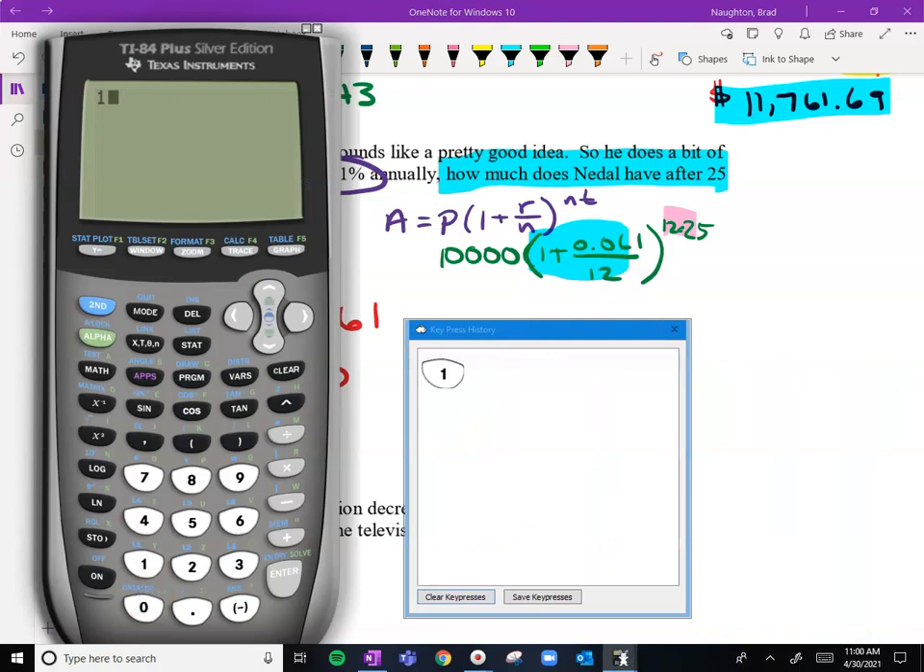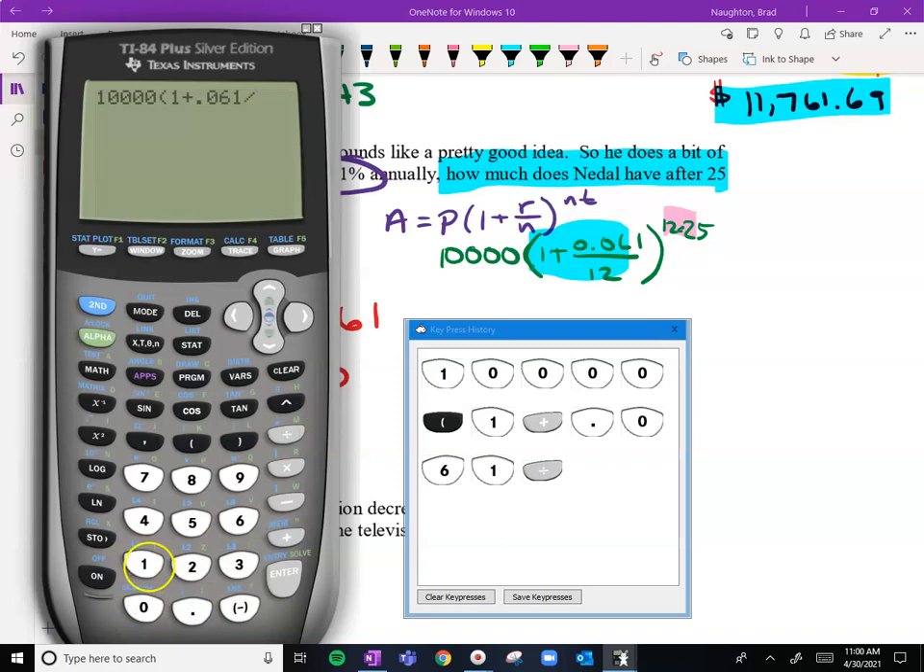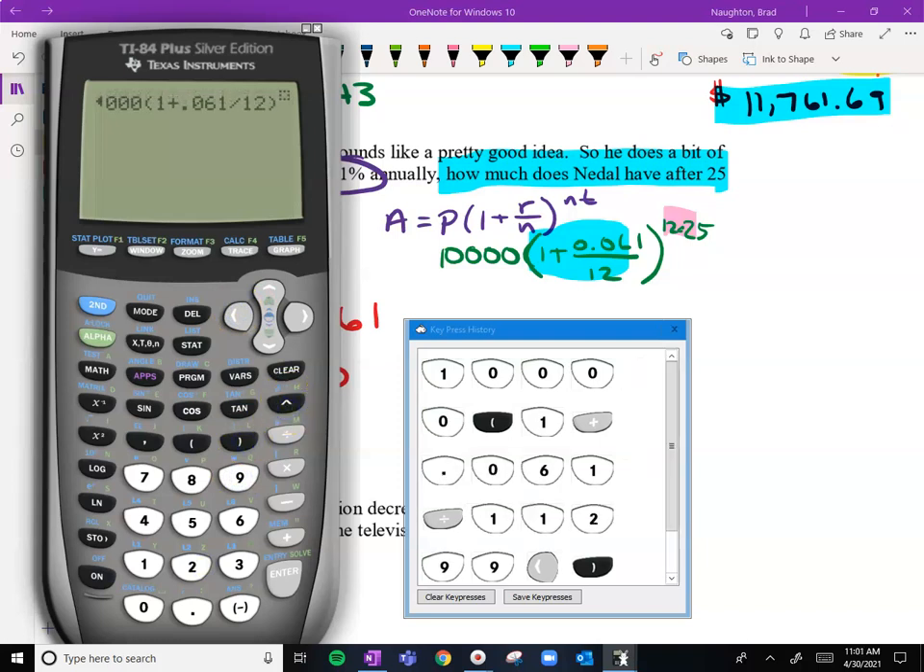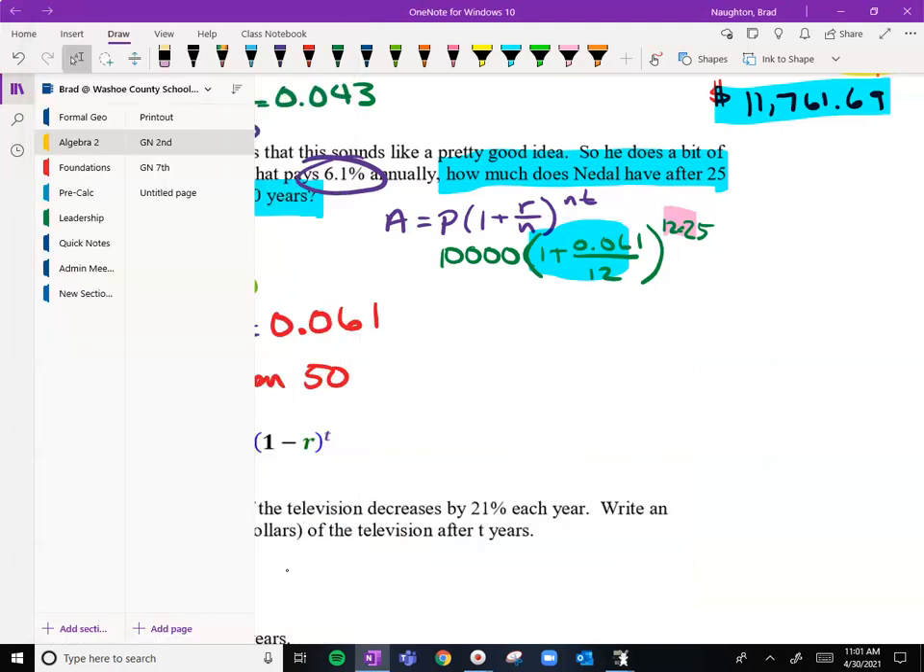So 10,000, then (1 plus 0.061 divided by 12), close our parentheses, and then 12 times 25. All right, we're going to take that number here. It's going to be 45,774.26.